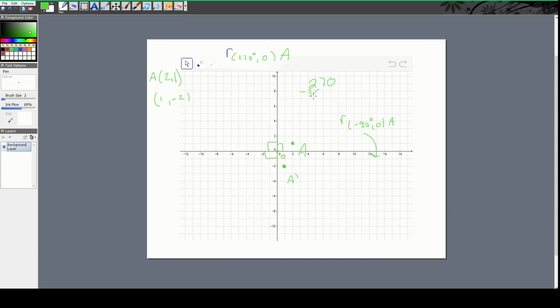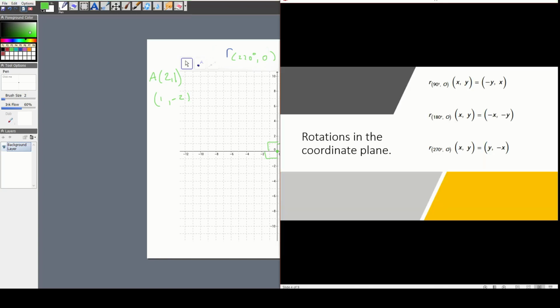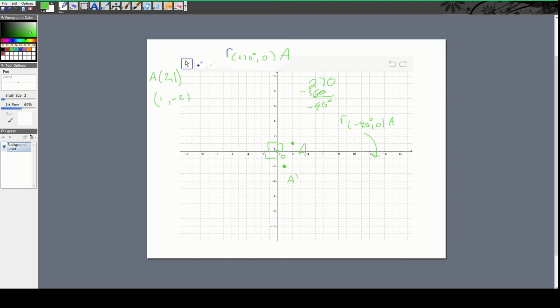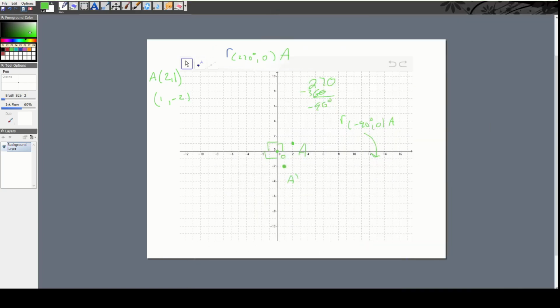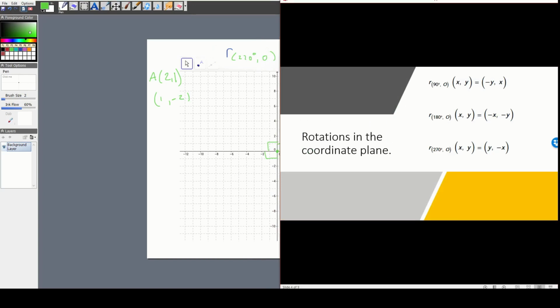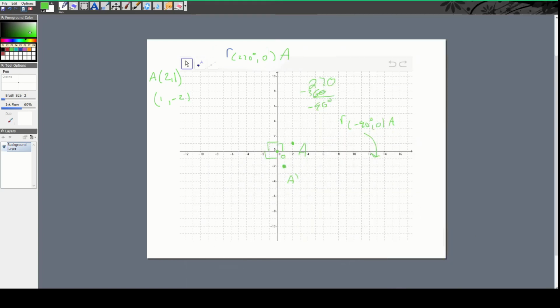Or if I subtract 360 from it and I get -90, that should give me the same answer. Do we have a rule for negative rotation though? We do not. So what we need to be able to do is convert this back and forth.